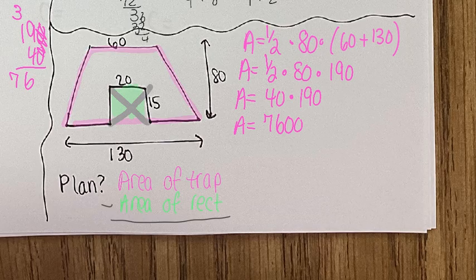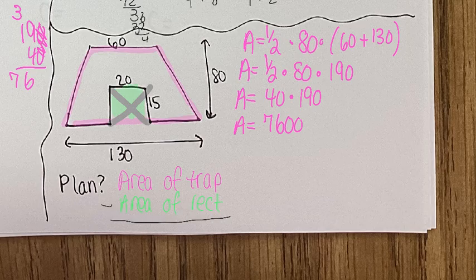I ended up with 7,600. These made 190. I decided to cut 80 in half. I even came over here and did my scratch work. It's 70, this part makes 76, and there were 2 zeros. 7,600.